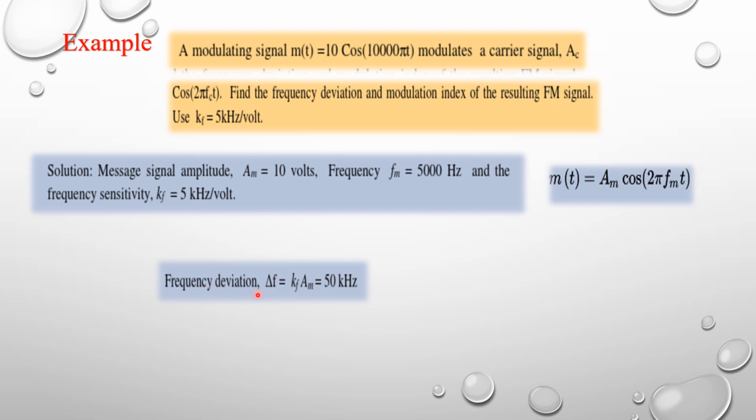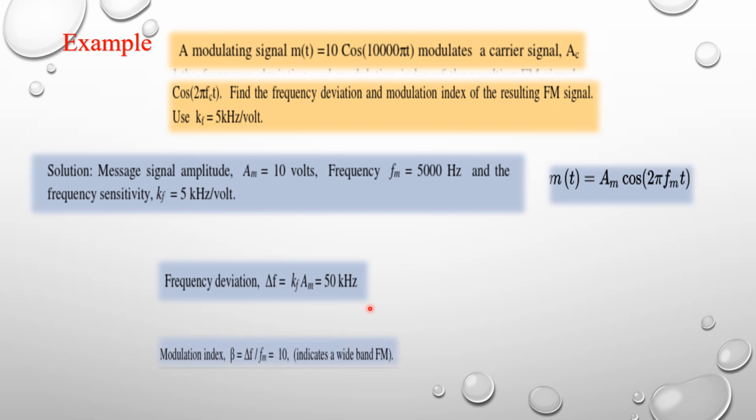The frequency deviation, or change of frequency, delta f is equal to Kf into Am. We know that Kf is equal to 5 kilohertz per volt and Am is equal to 10. So we get delta f equal to 50 kilohertz. So this is the frequency deviation. Then we have to find the modulation index.